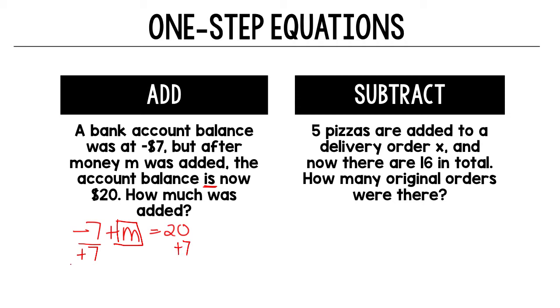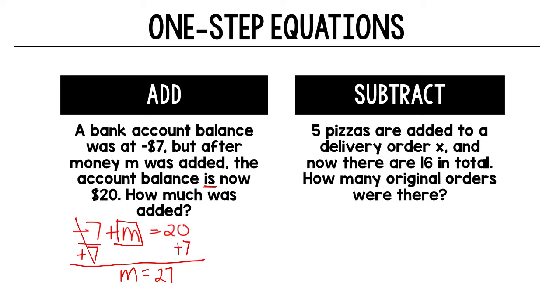Here's what I do after that. I put a line here. I pretend like I'm adding a big long number. And then I just add each column. -7 plus 7 cancels out. I have plus M plus nothing, so it just stays M. 20 plus 7 is 27. So you see we got the same answer in 2 different ways.